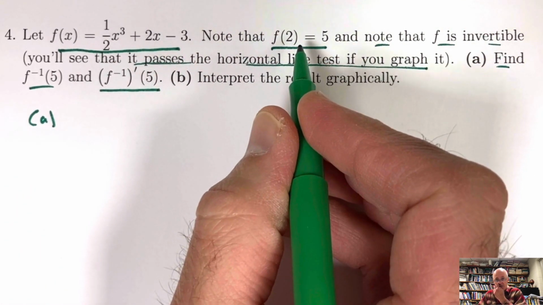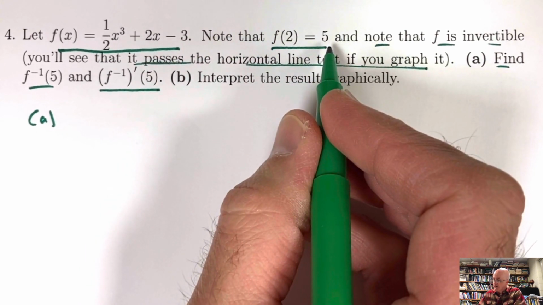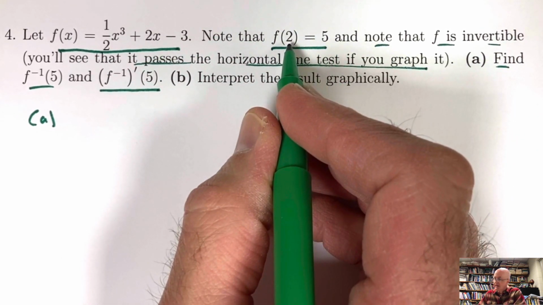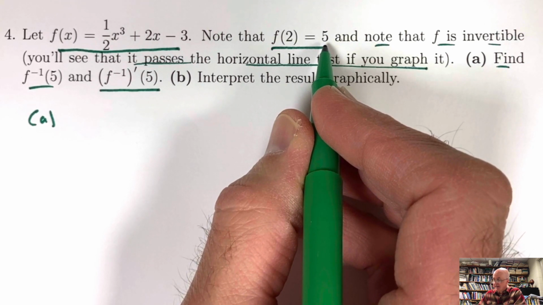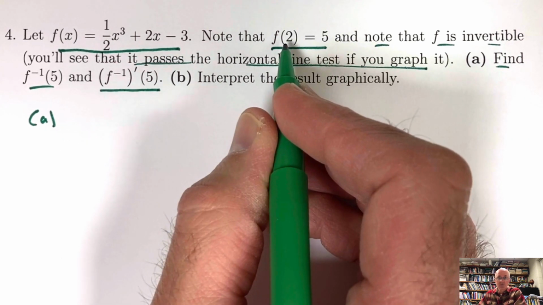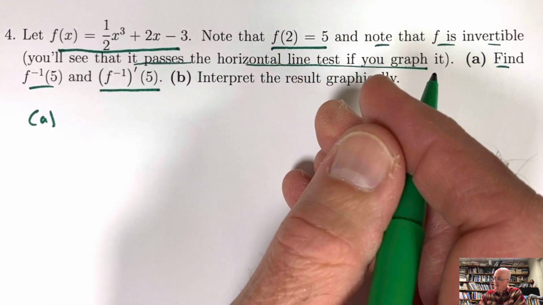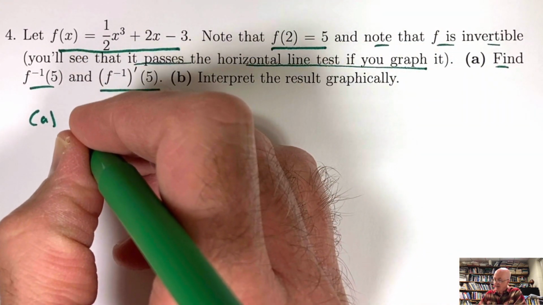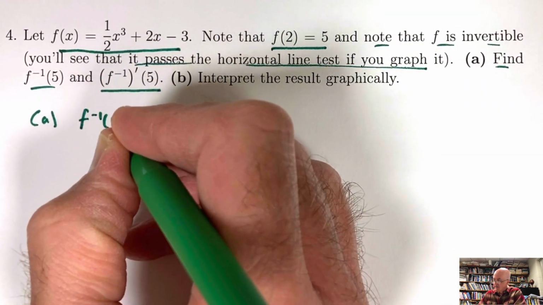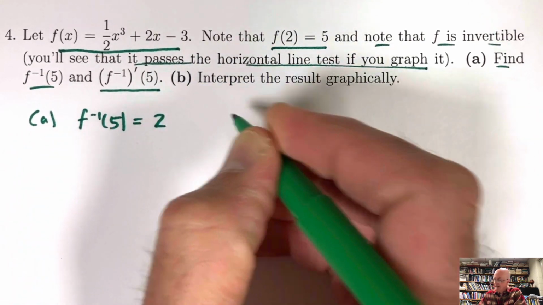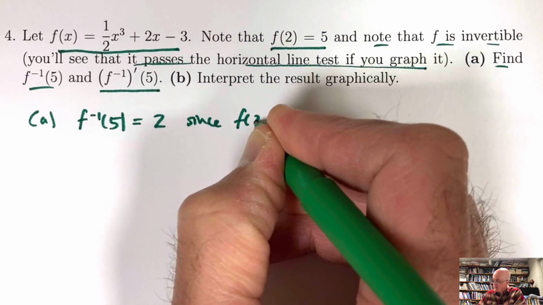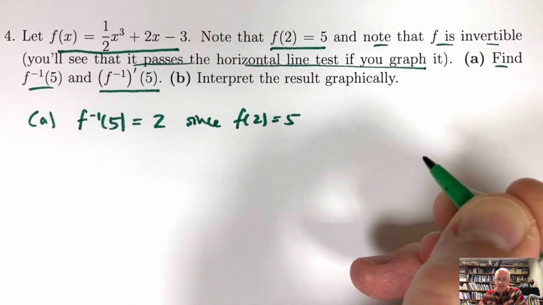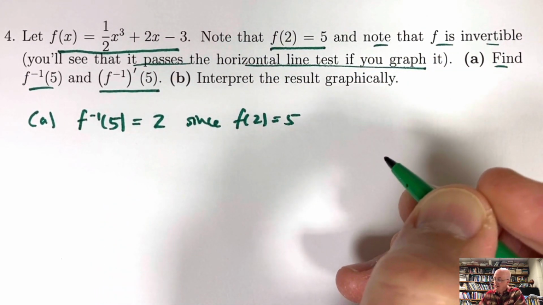Since f of 2 is 5, when the input of f is 2, the output is 5, and since f inverse exists, that means f inverse of 5 is 2. It's switching around the roles of what is input and what is output. F inverse of 5 is 2, since, by definition of the inverse function, f of 2 is 5. That's actually very easy if you know what you're doing.